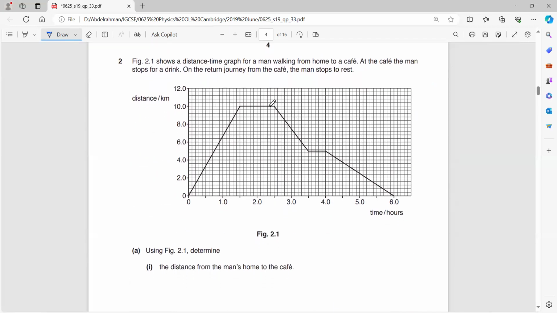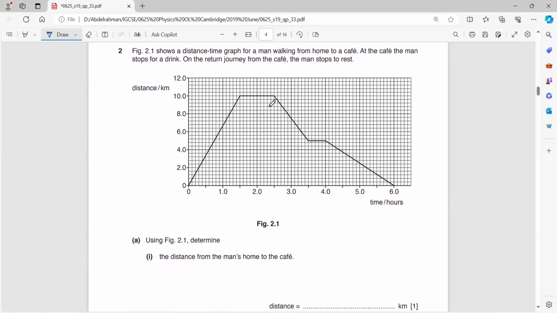Here I have a distance time graph. Use the figure to determine the distance from the man's home to the cafe. The graph shows a man walking from home to the cafe. At the cafe, the man stops for a drink. On the return journey from the cafe, the man stops to rest. What is the distance from the man's home to the cafe?